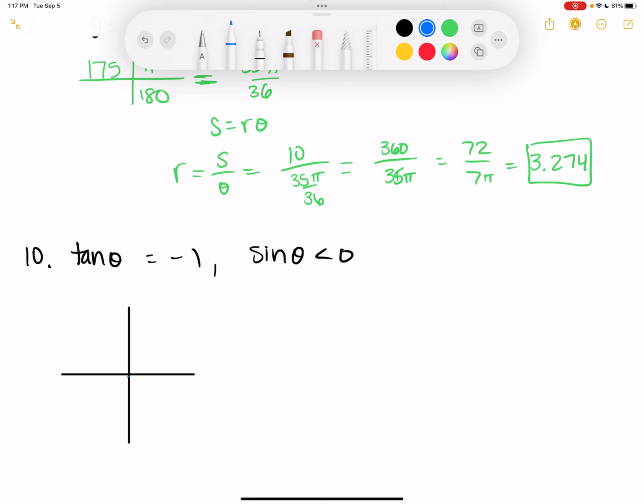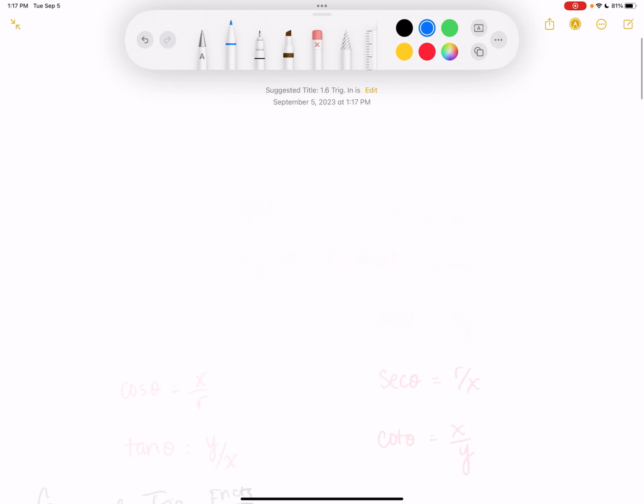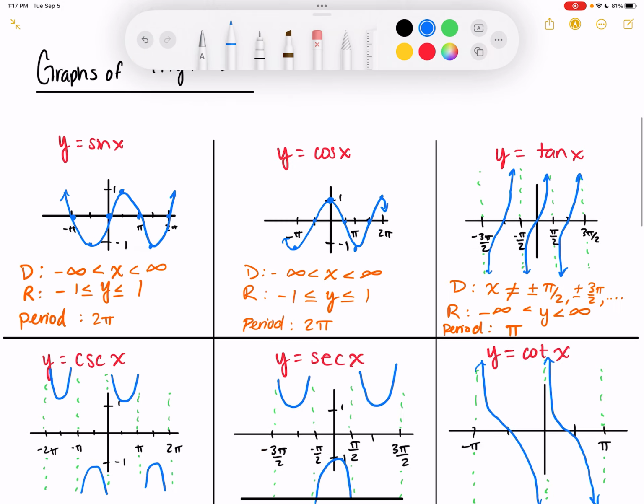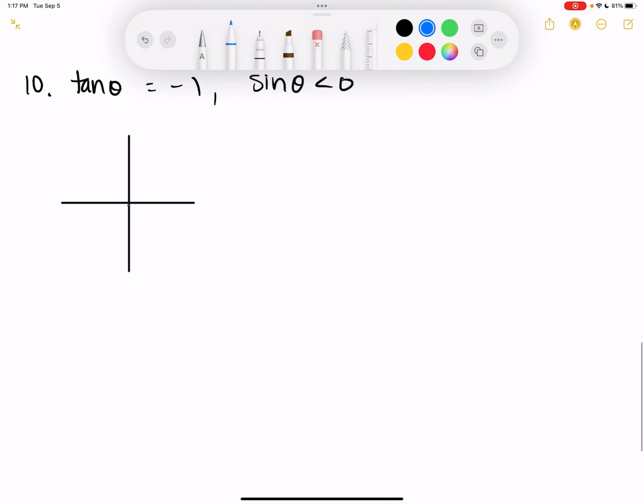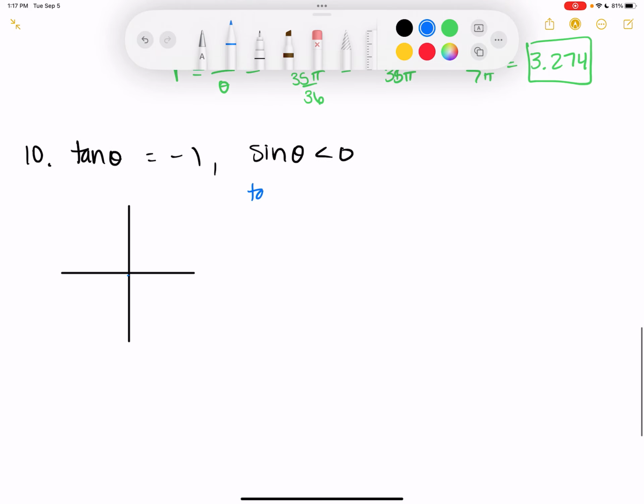Because tangent, we said back way up here, is y over x. So tangent is equal to y over x. We know that y has to be negative, so for this to come out negative, x has to be positive. So it's actually going to be over here. Okay, so a little different.